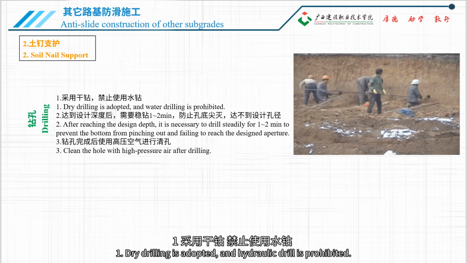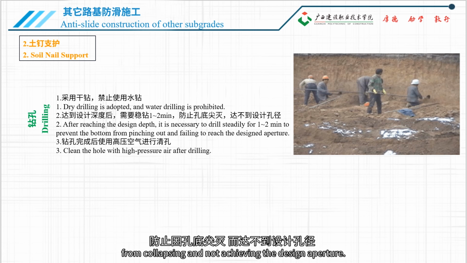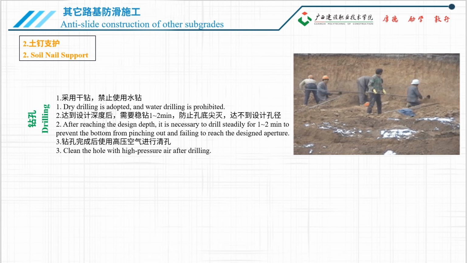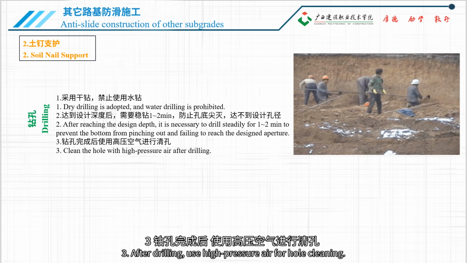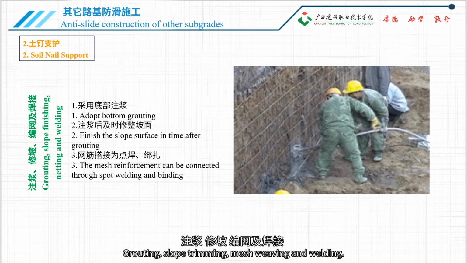Drilling. 1. Dry drilling is adopted, and hydraulic drill is prohibited. 2. After reaching the design depth, stabilize the drilling for 1 to 2 minutes to prevent the bottom from collapsing and not achieving the design aperture. 3. After drilling, use high-pressure air for hole cleaning. Grouting, slope trimming, mesh weaving, and welding.